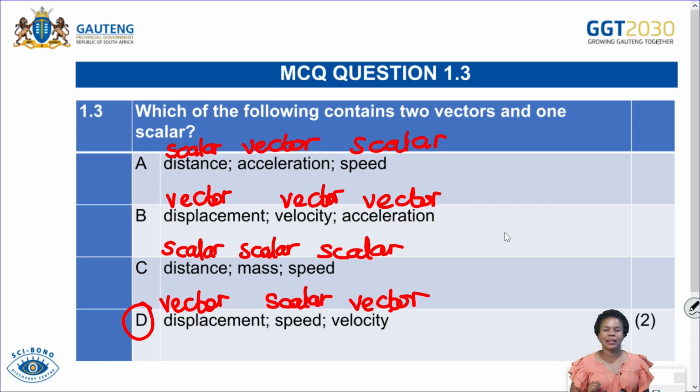So the key here, learners, is that you need to be able to know which physical quantities can be categorized as vectors and which physical quantities can be categorized as scalars, so that we are able to answer the question properly.